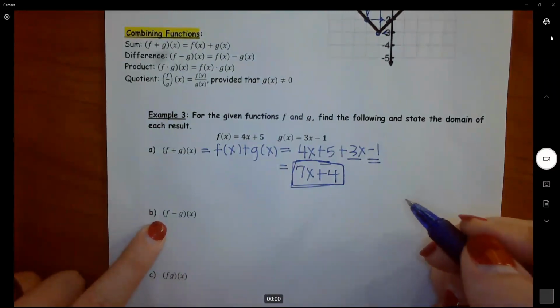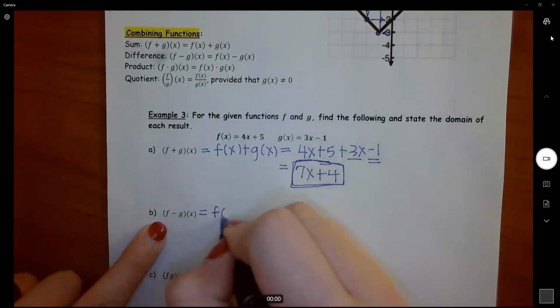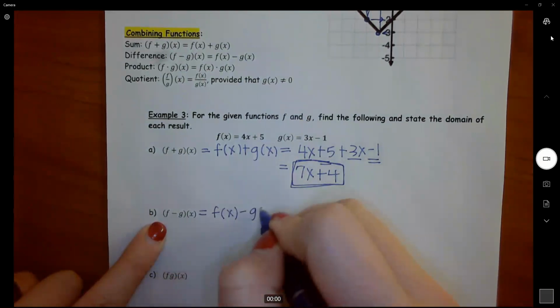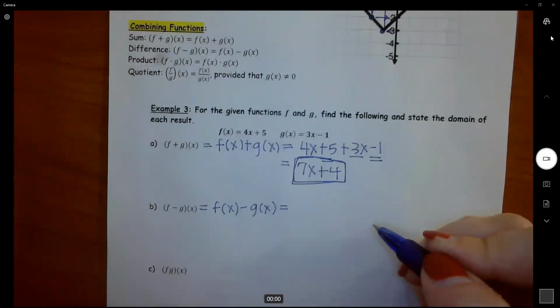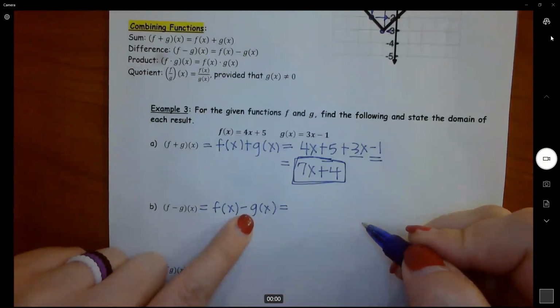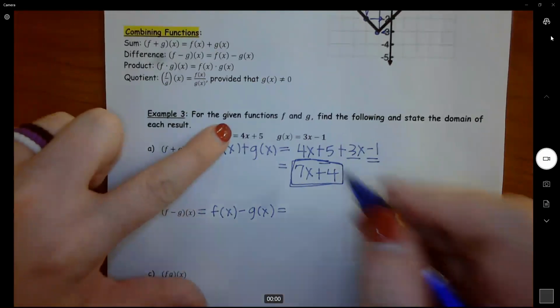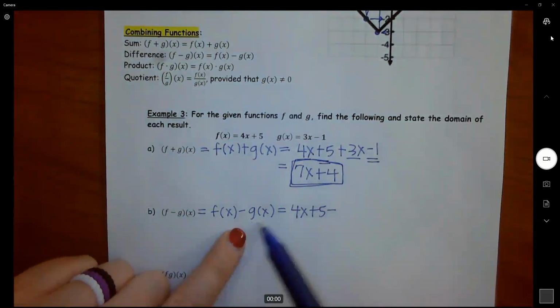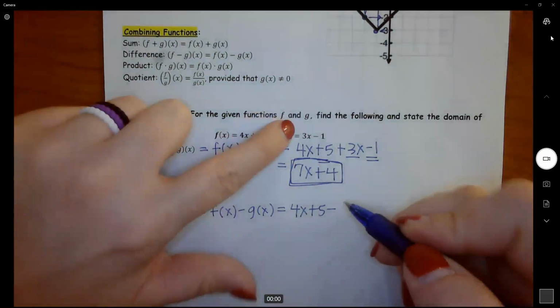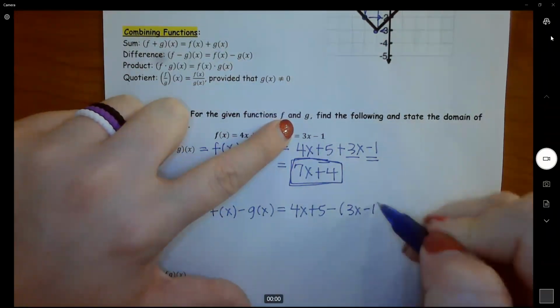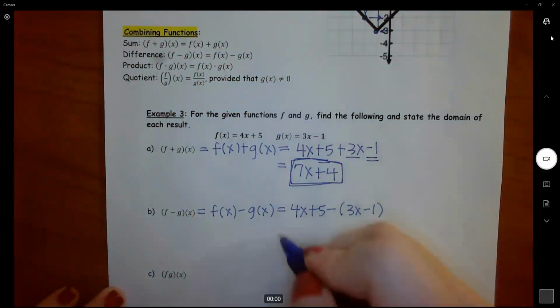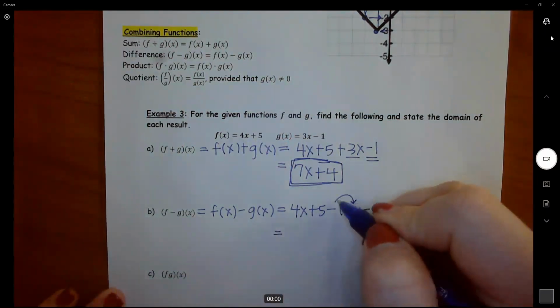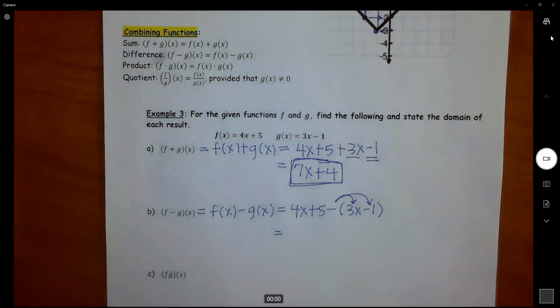B, we have f minus g of x, which means f of x minus g of x. Now this one is slightly different because of this minus sign, so be careful. My f of x is 4x plus 5 minus, I need to subtract my whole g of x. So I'm going to put in g of x, but I have to put this in with parentheses. The reason that is important is because we need to distribute that negative, and you can think of that negative as a -1 if that helps, but we have to distribute that to both terms.